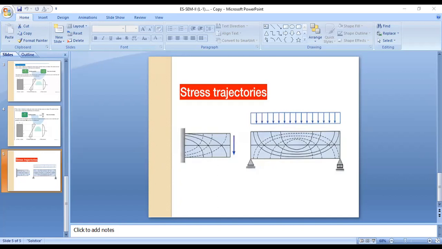Note that a stress trajectory gives the direction of principal stresses, but no information about the magnitude of the stresses. Over.